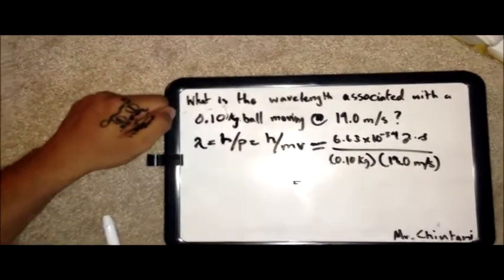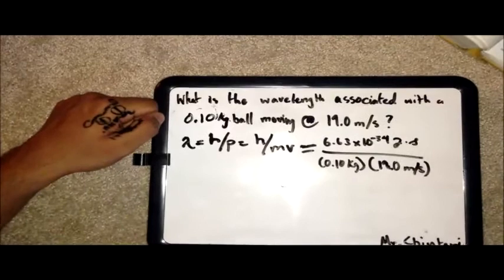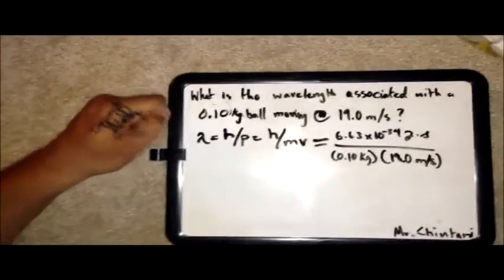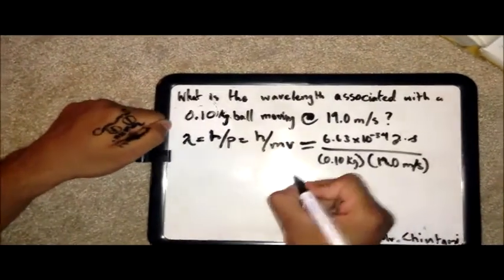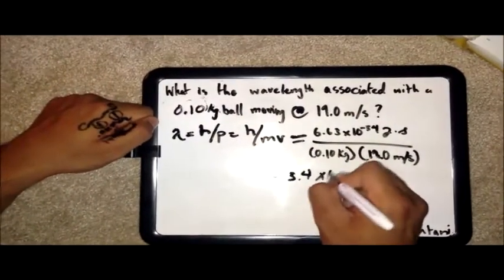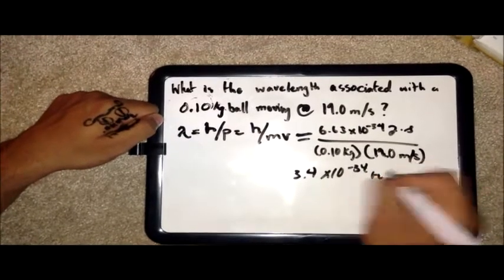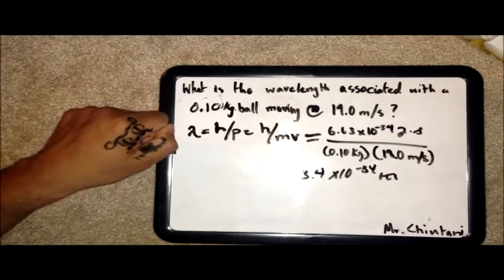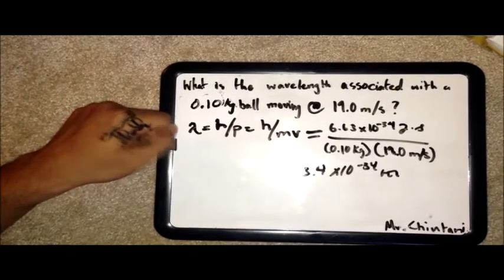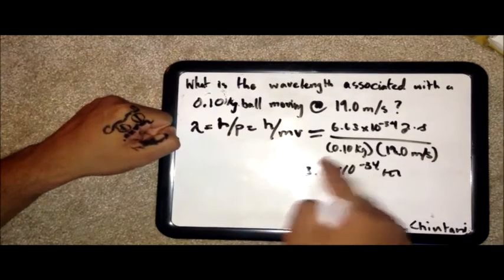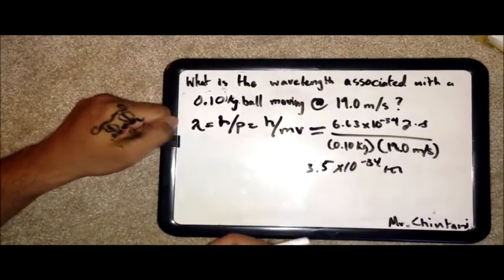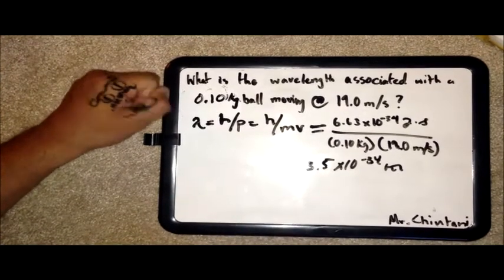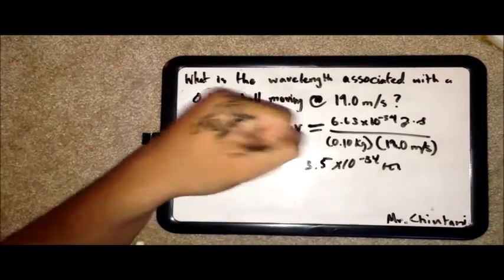Wait for it. Wait for it. Alright, I got it, sir. And what is the answer, young boy? 3.5 times 10 to the negative 34 meters. Ta-da! Sir, I said 3.5, not 3.4. My second mistake for today. And I'm pretty sure that's the answer. And that's it for today's episode of Mr. Chintani's Example Questions!